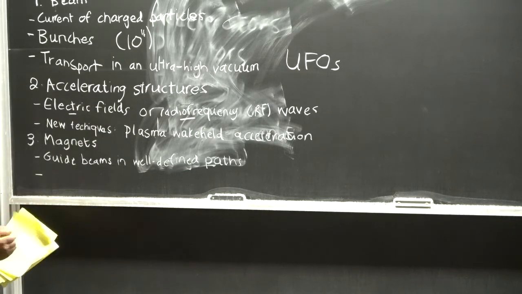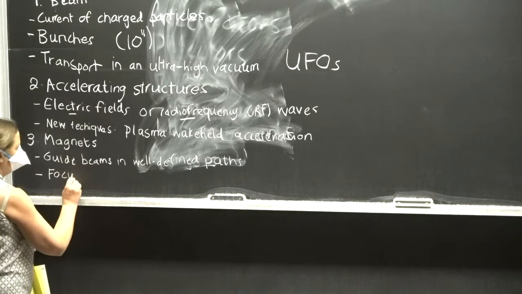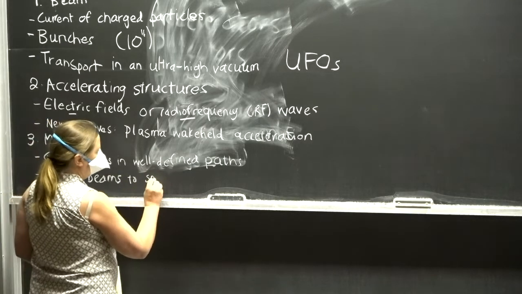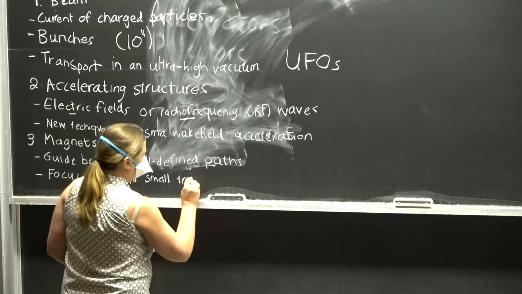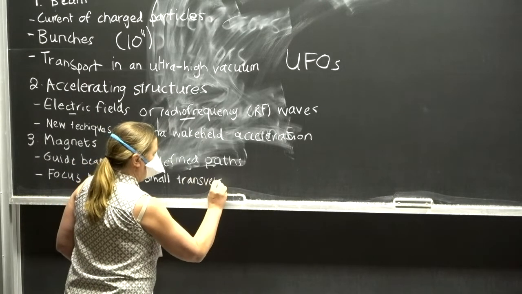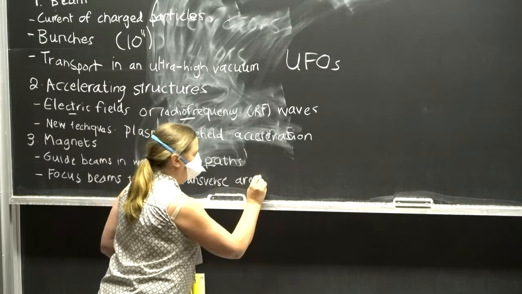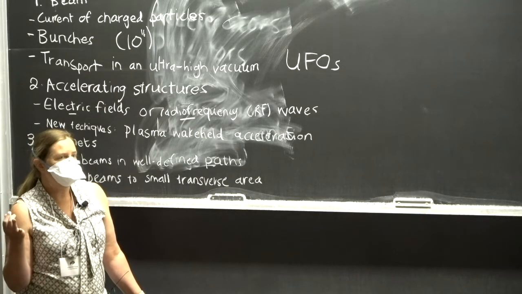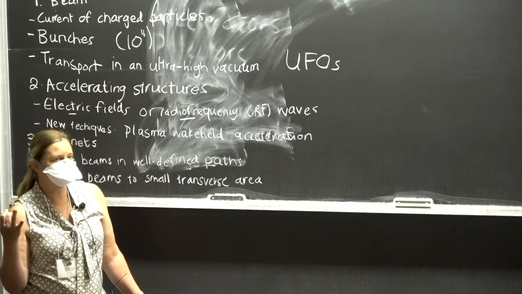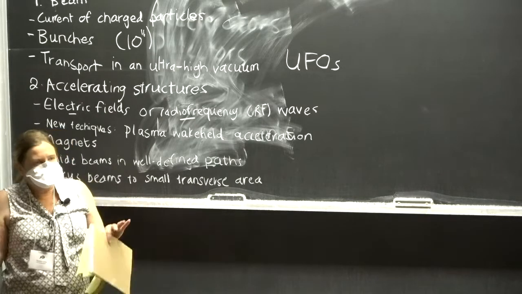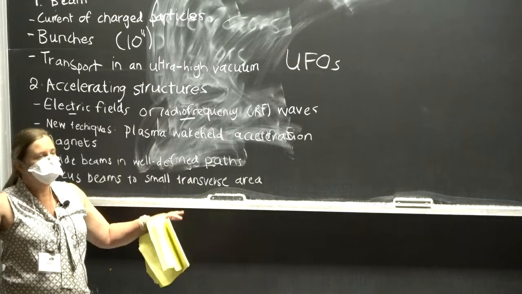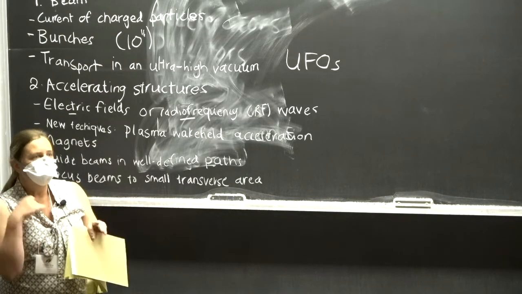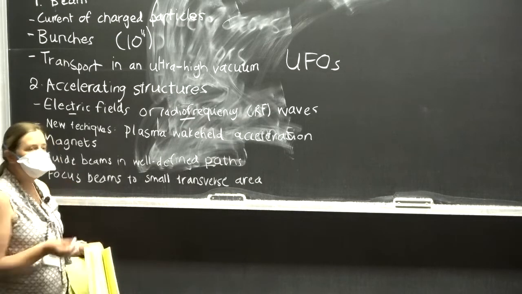And secondly, they will focus beams to a small transverse area. If you think about it, remember we talked about these bunches where we have a whole bunch of protons all stuck together? They're all charged. They're all repelling each other all the time. And so naturally, if you just left your bunch of protons alone, they would spread out. On the other hand, if you want to collide them together, it's in your interest to get them to as small an area as possible, because that's going to increase your rate of having collisions. And so that's where we need to use the magnets to do it.